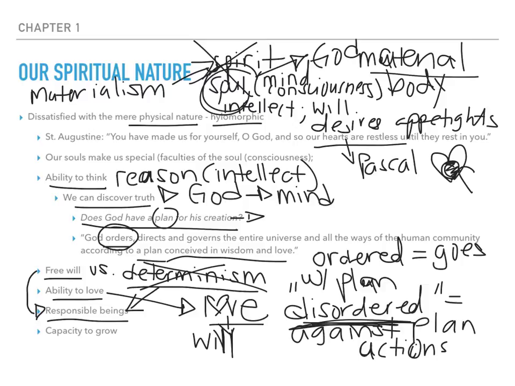And finally, we have the capacity to grow. Sometimes this is something that's overlooked. By growing, we mean we can become better people. So not physically. We mean spiritually, as people and as societies. Just because maybe I did something bad today doesn't mean I can't become a better person tomorrow. I can grow, and that's the idea. We're always going toward the ideal, which is God. He is perfect goodness.